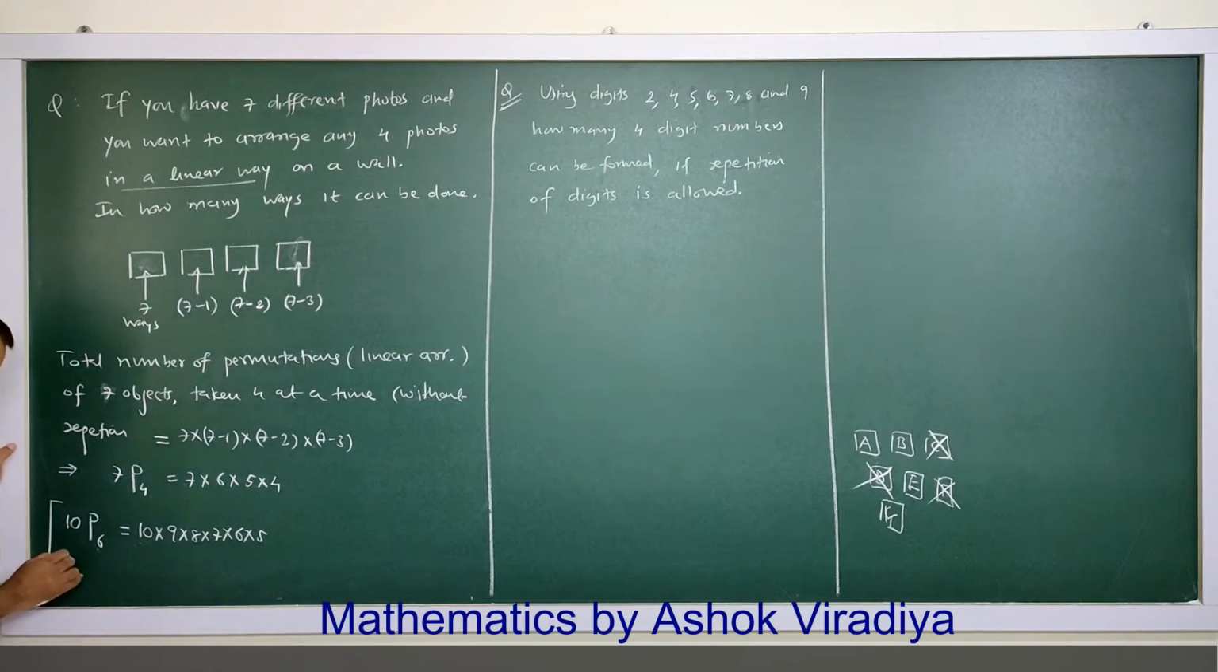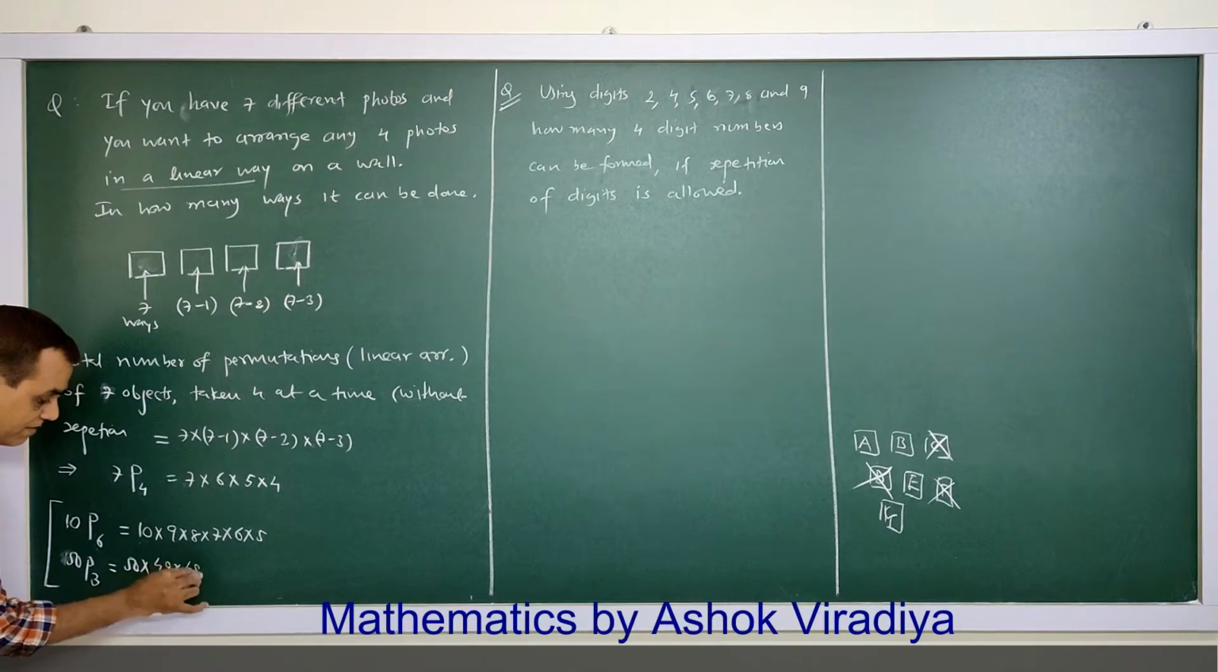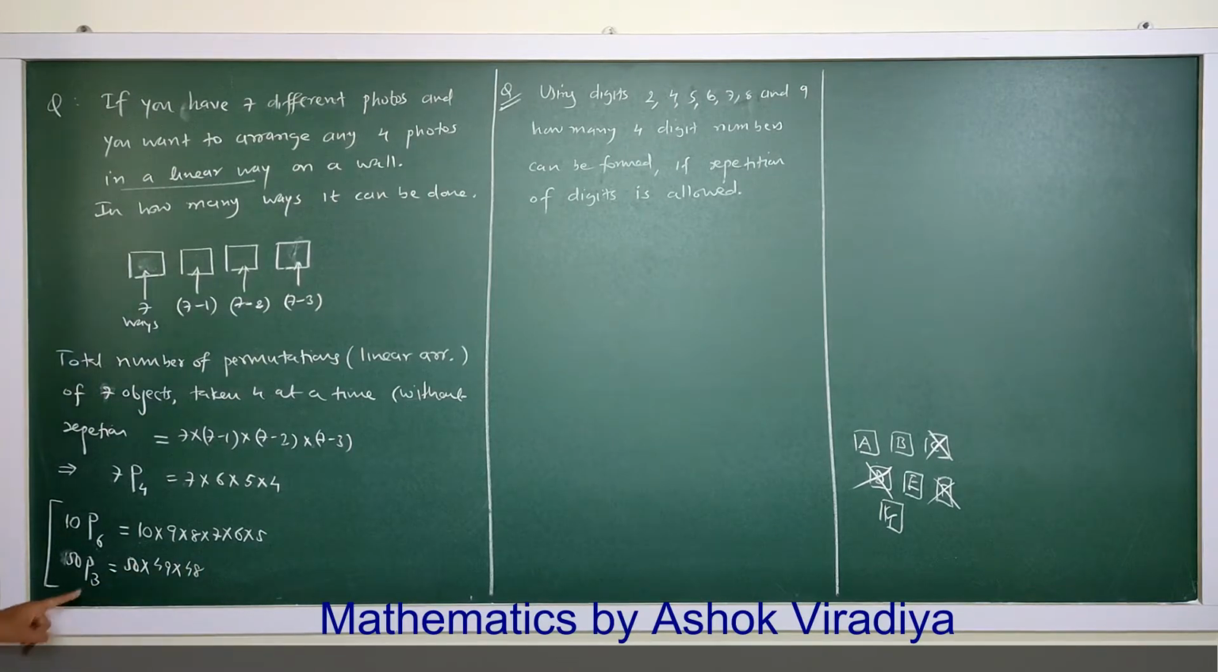Suppose 50 objects are given, and you want to arrange any 3 objects. So first place can be filled up by 50 ways, second place by 49 ways, third place by 48 ways. So here 3 is given, take 3 steps. 6 is given, take 6 steps. But go back. And this is the beginning. 10, so put here 10. 50, so put here 50.